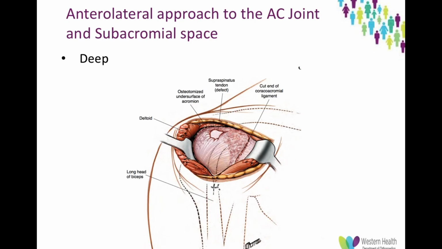So that's showing that initial dissection, and then the deep dissection involves detaching the ligament from the acromion by sharp dissection or with a bony block for repair back, and then this should expose the underlying supraspinatus tendon with its overlying bursa.